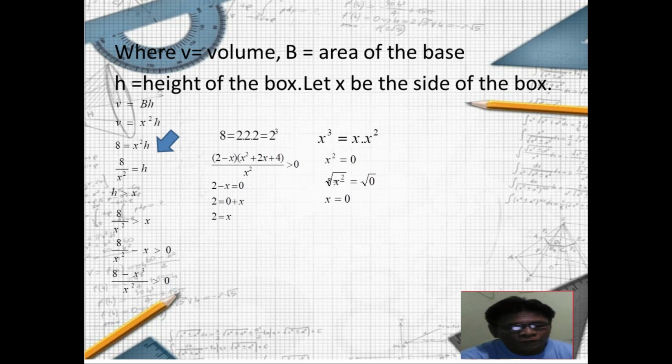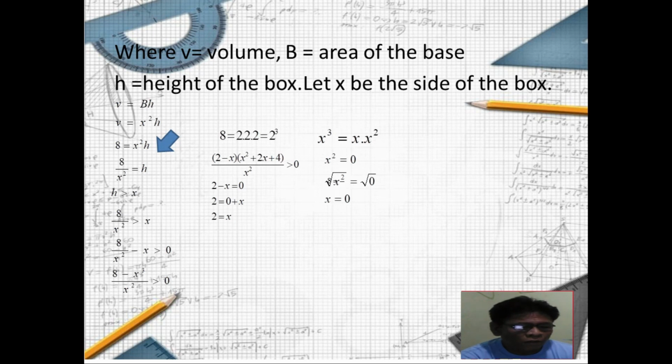Then since the volume is 8, substitute: 8 equals x squared times height, then solve for the height. It is equal to 8 over x squared, equals height. Then it is stated in the problem that the height must be greater than x, the side of the base. So h is greater than x.